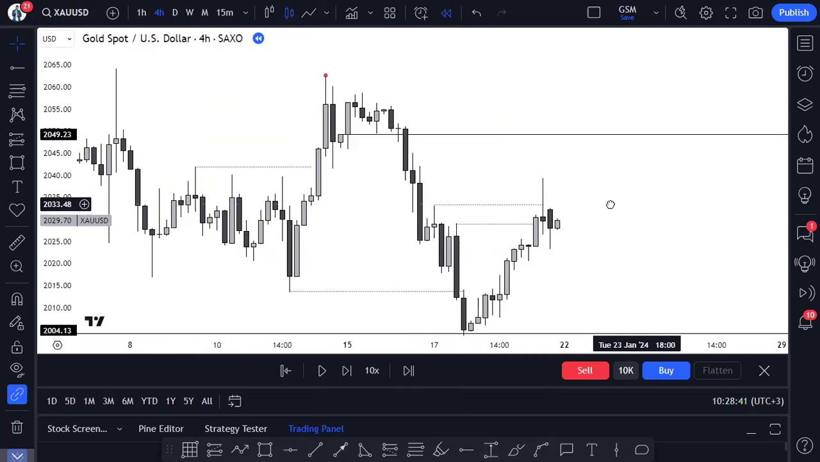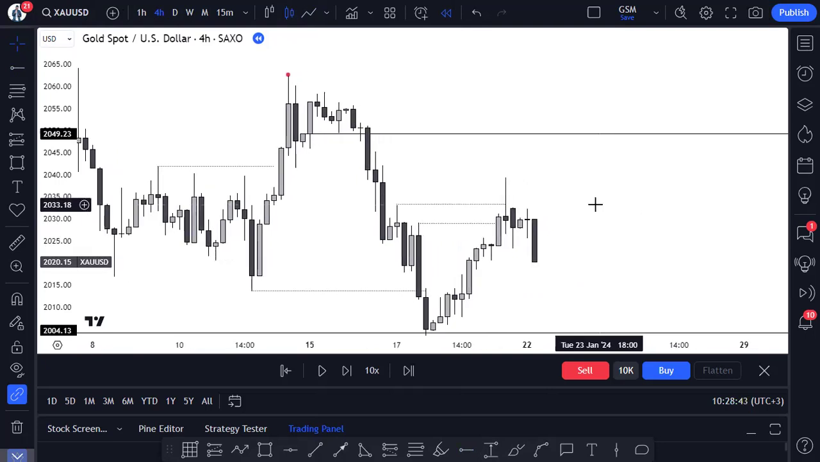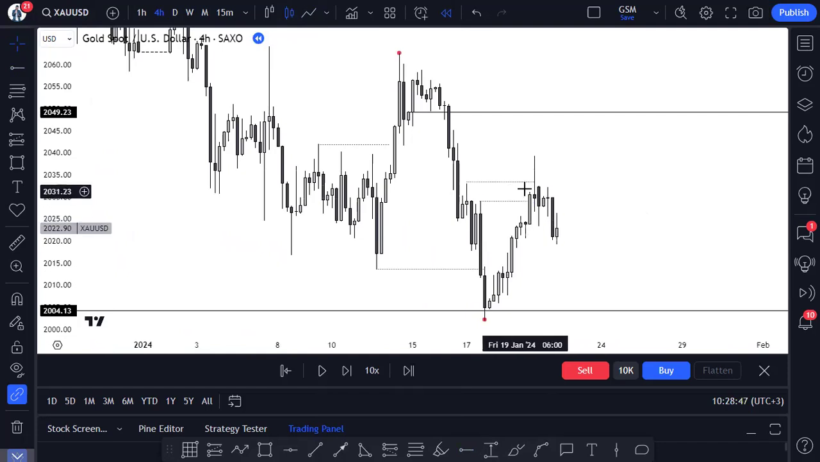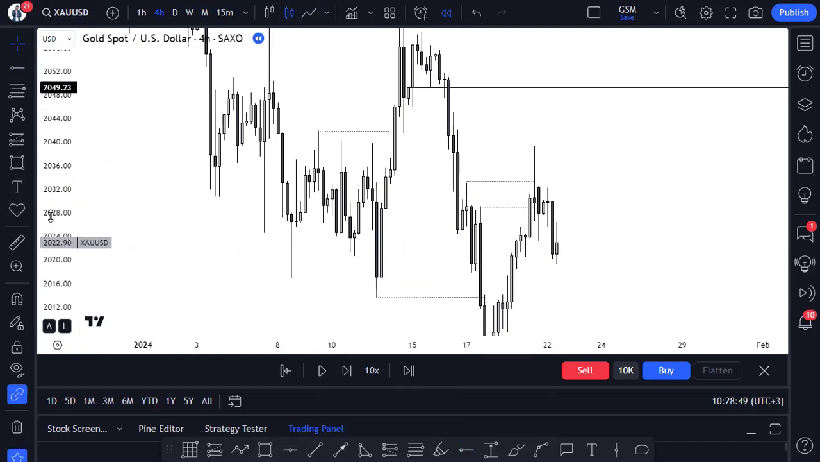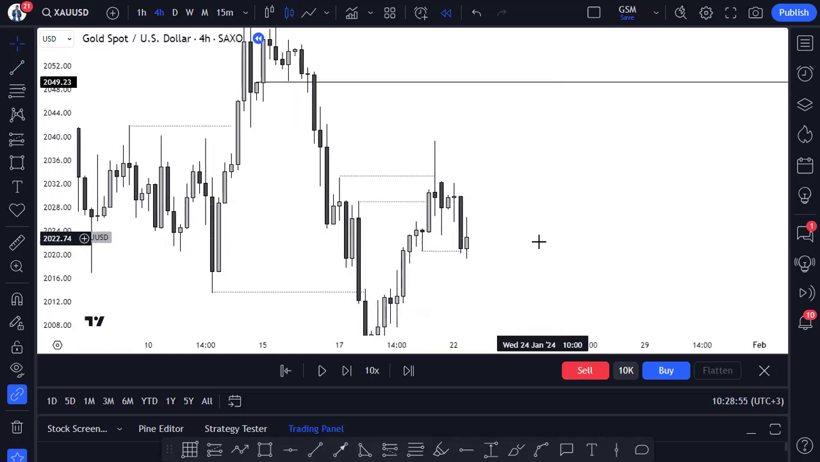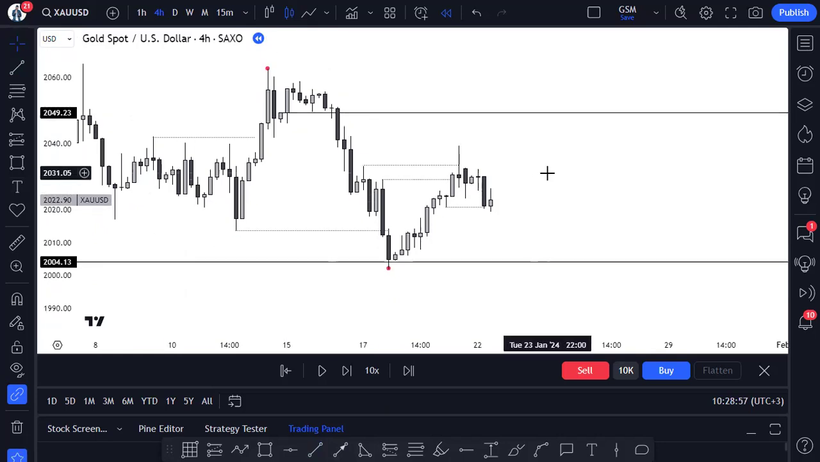And then what happened? Something like this happened. After taking out this liquidity, also the swing low was broken to the downside. Now, see this. The same example I gave you in the last video.